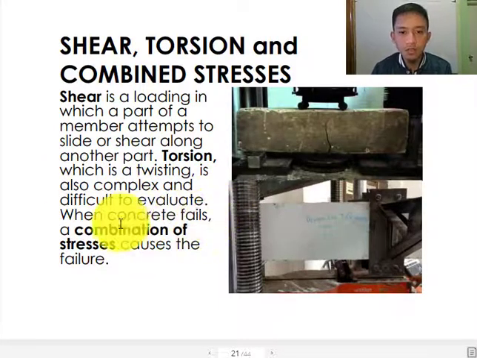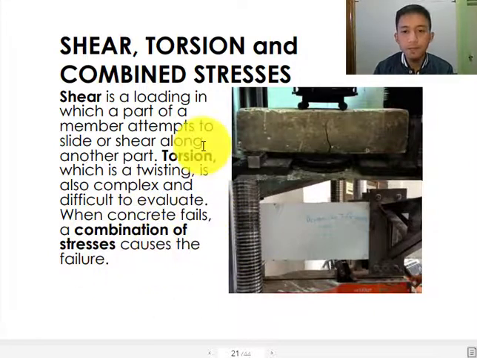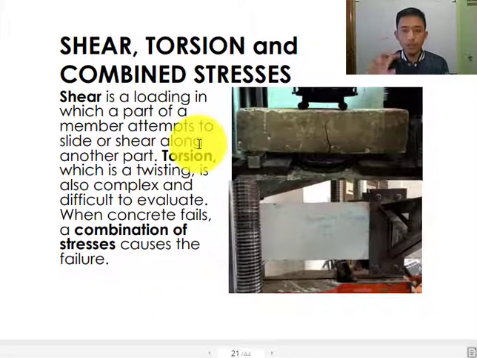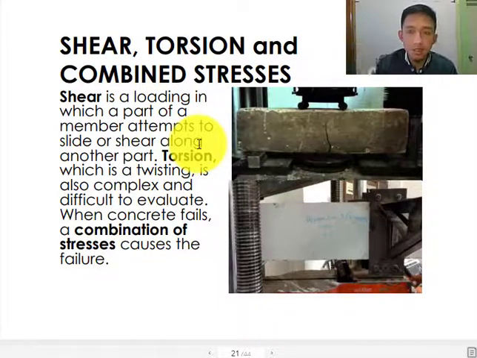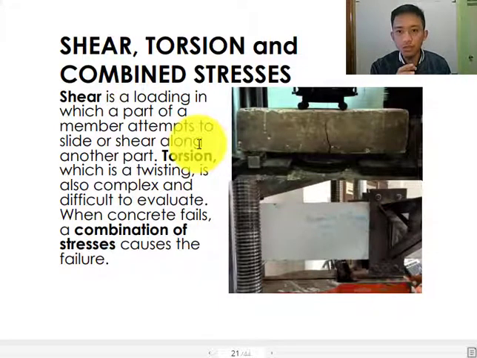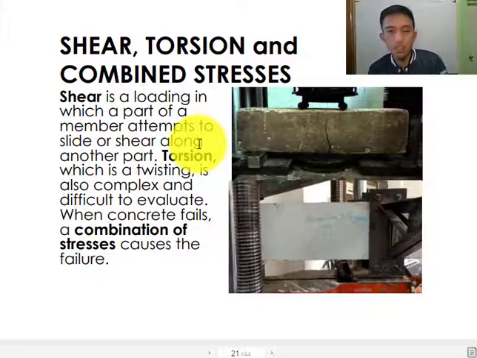When concrete fails, a combination of stresses causes the failure. So if a concrete fails, it is not just purely compression. There are some which are purely compression, some purely bending, some purely shear or purely tensile. But most of the time, the stress that will try to fail the concrete is a combination of these types of stresses, not just one focused type.